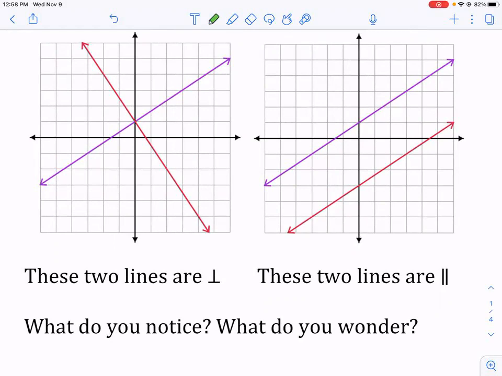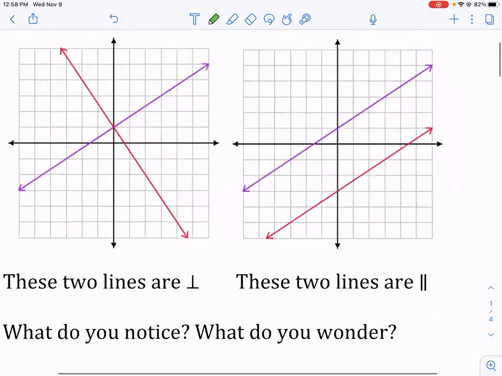For the perpendicular lines, they have the same y-intercept. Oh, that was just kind of a coincidence. Yeah, but it was a good observation. Okay, let's look at these two parallel lines for a moment.